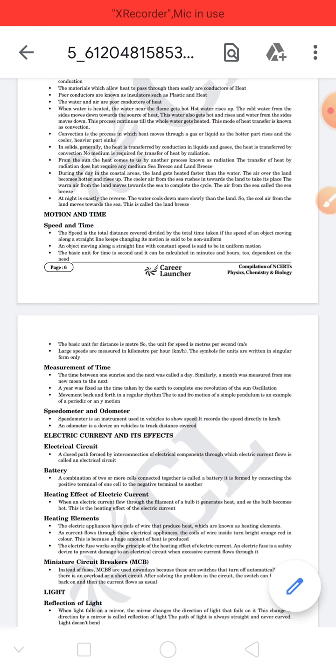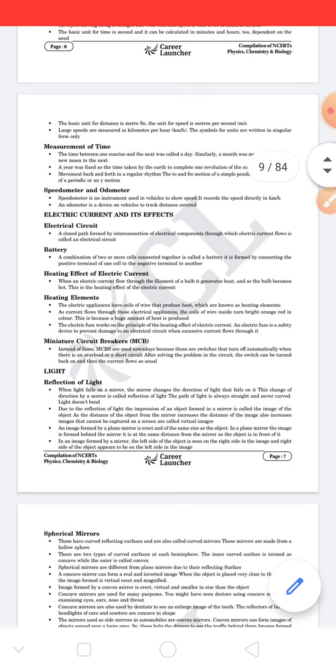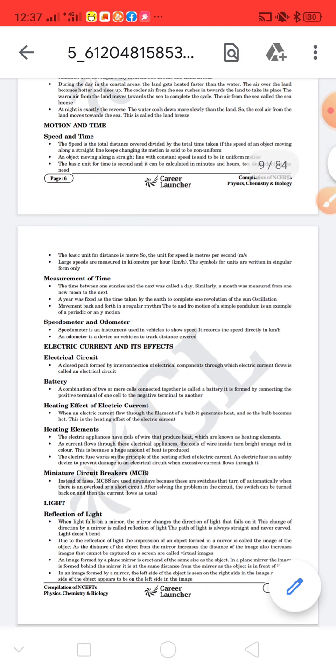Electric current and its effects. Electric circuit: a closed path formed by the interconnection of electrical components through which the electric current flows is called an electric circuit. Battery: a combination of two or more cells connected together is called a battery. It is formed by connecting the positive terminal of one cell to the negative terminal of the other.